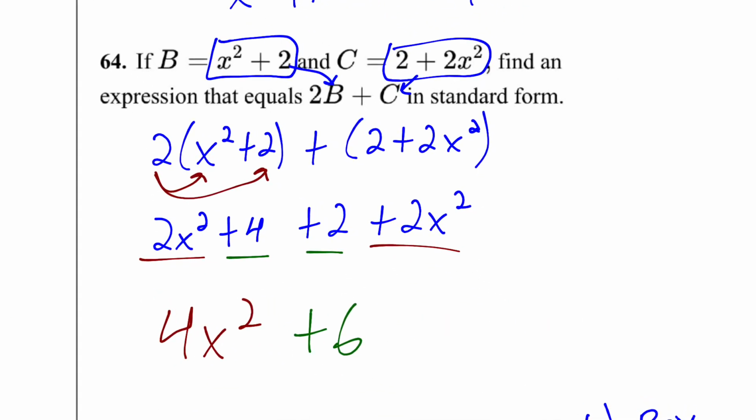64, I'm plugging in, so 2 times x squared plus 2, and then plus 2 plus 2x squared. So I'm going to distribute this 2, and then I'm going to combine like terms. So I have 2 plus 2 is 4x squared, 4 plus 2 is 6.